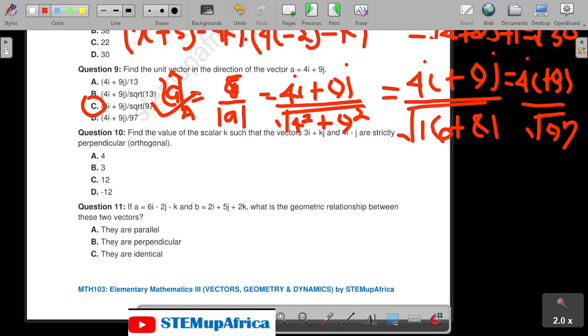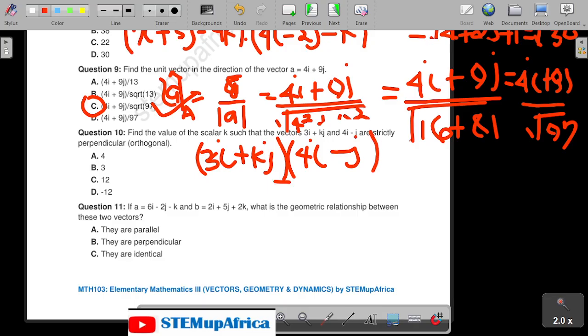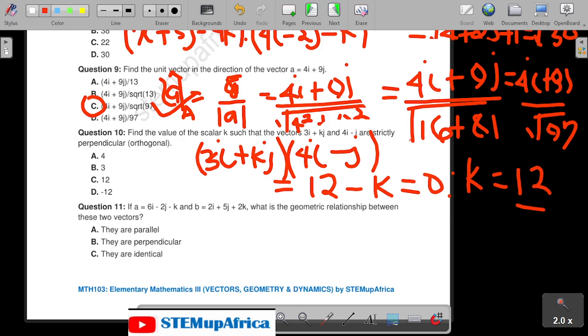So I'm going to have 3i plus kj dot 4i minus j. If I expand this, it'll give me 12 minus k is equal to 0. Therefore, my k is 12, which is option C.